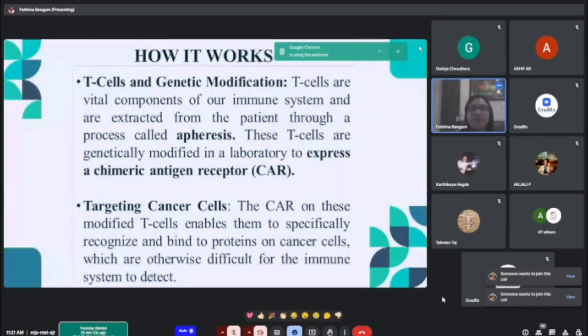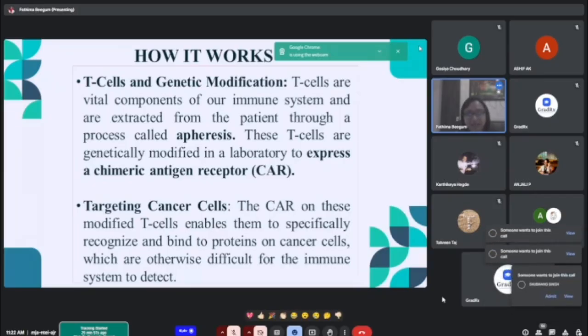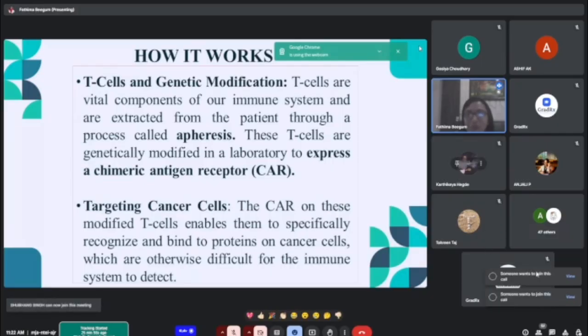How does this CAR cell therapy work? The first step is collecting the leukocytes from the patient. Can anyone explain what leukophoresis is? Please unmute and say.